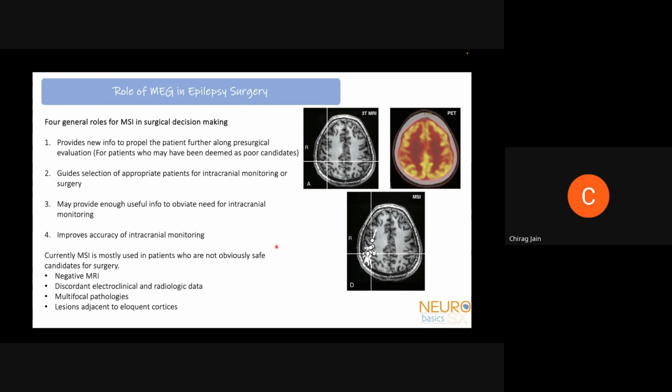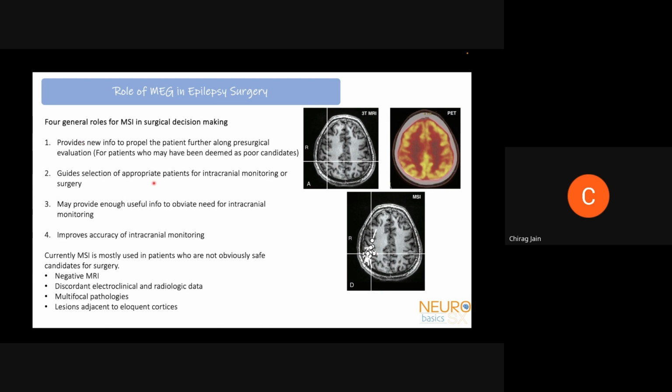Now, what is the role of MEG in epilepsy surgery? There are currently 4 general roles for MEG in surgical decision making. First is a patient who has been evaluated for surgery and has been deemed to be a poor candidate, but sometimes they might want to still proceed with surgery. So MEG can help you further propel this patient along. If you are able to localize an epileptogenic zone with MEG, it might help you to further propel the patient along the pre-surgical evaluation.